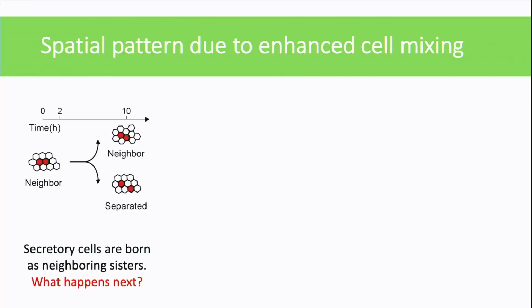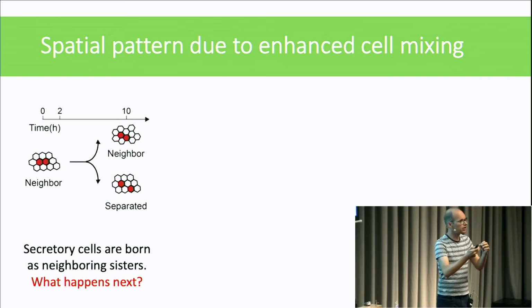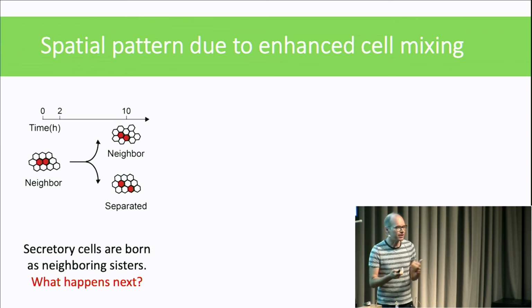The final slide that I want to show here is about the patterning. So we know that in the tissue itself, secretory cells are typically surrounded by the absorptive cells. But there's a bit of a mystery in our data, namely that most of the secretory cells that we see are born as sisters. And so they're almost by definition sitting next to each other. And the question is now, what happens next?